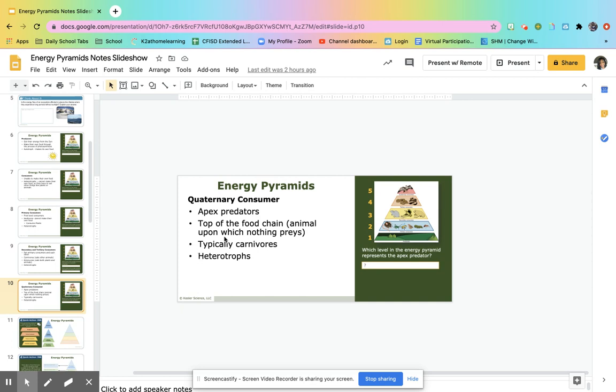It's the top of the food chain. Animals upon which nothing preys. It's typically a carnivore, and it's also, of course, a heterotroph because it has to consume its own food. So looking at these trophic levels, which one is your quaternary or your apex predator?